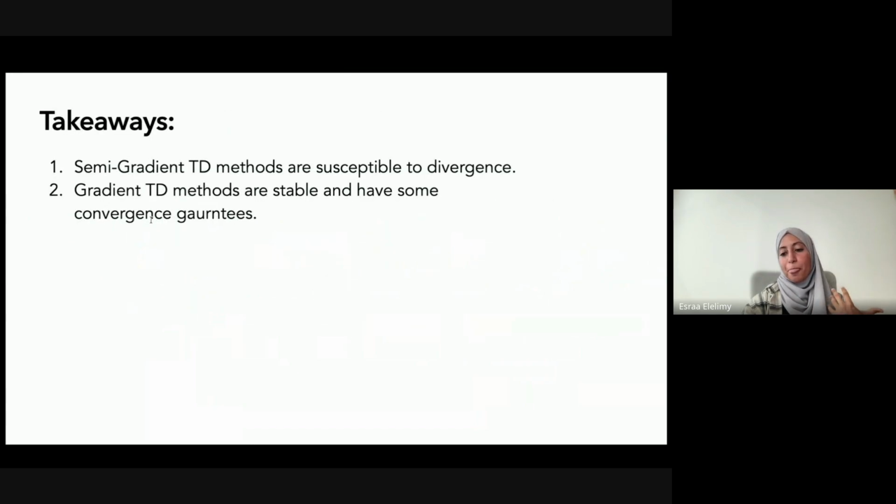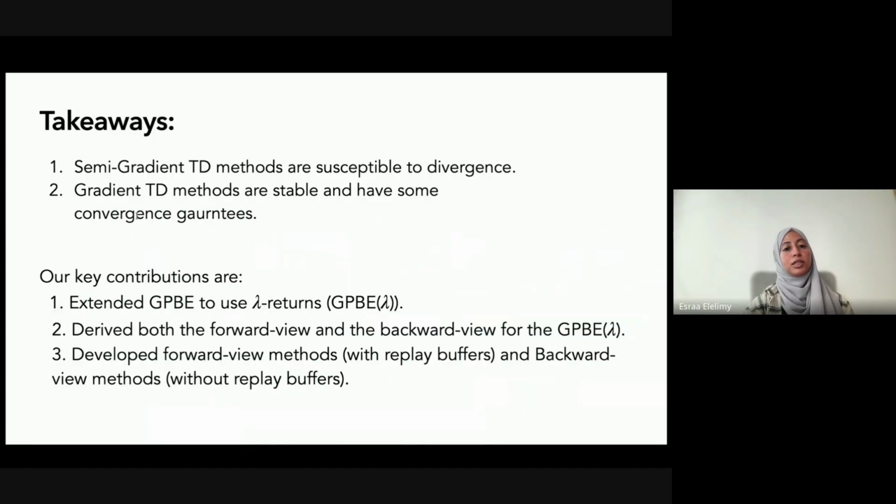And so the main takeaway from all of this is semi-gradient TD methods that we all use and love are susceptible to divergence. And while we can add a lot of stabilization mechanisms, it's a good idea to step back and try to think, how can we develop more rigorous algorithms that need less stabilization mechanisms, or hopefully no stabilization mechanisms at all. And that comes from the gradient TD methods, but the gradient TD methods were mostly used in linear function approximation, or with this one-step TD error that doesn't allow us to do fast credit assignment. And the main contribution of our paper was basically to extend gradient TD methods so that we can use this lambda return, which allows us to do fast credit assignment.